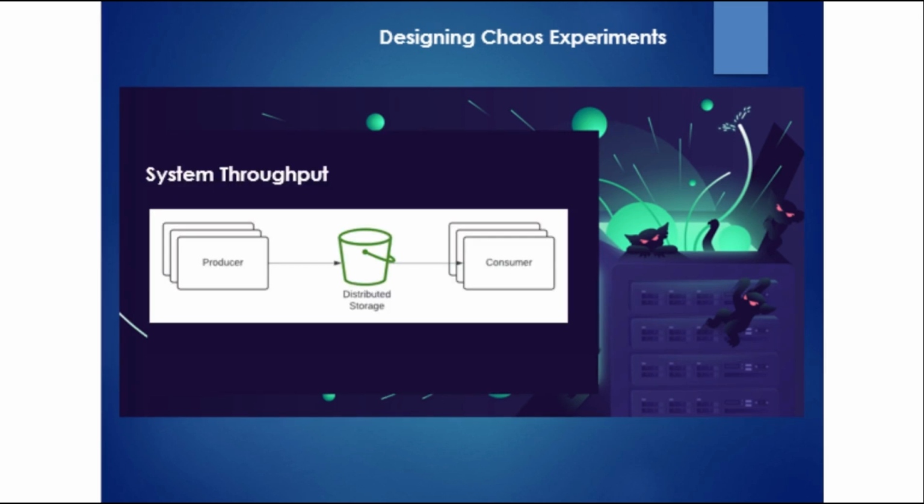3. System throughput. A process that measures the volume of requests the system can handle per unit time. Assess how throughput is affected by failures. Example: validate that throughput degradation is minimal under stress.